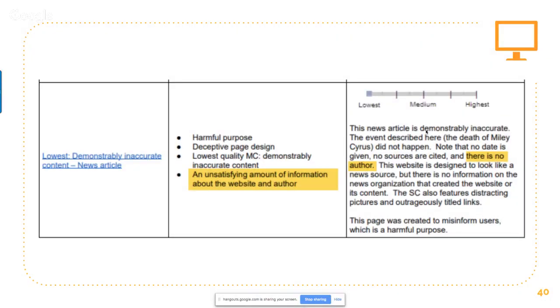And what we see here is that the guidelines say a number of things. There are a lot of issues as to why this is bad in terms of quality. But one is that there's an unsatisfying amount of information about the website and the author. And they even say there is no author. So again, we want to do everything we can to say, here's the author of this post.